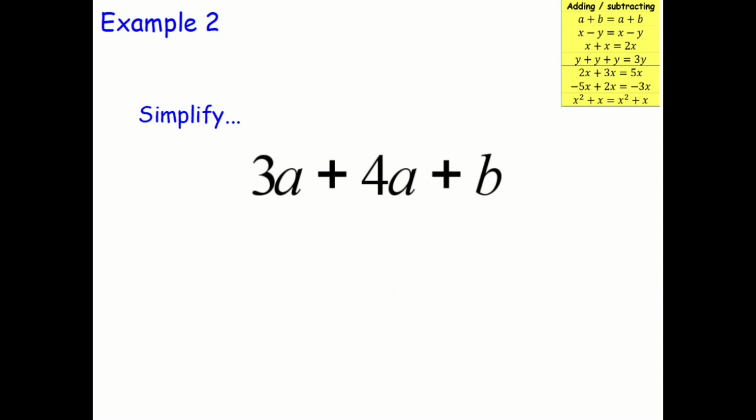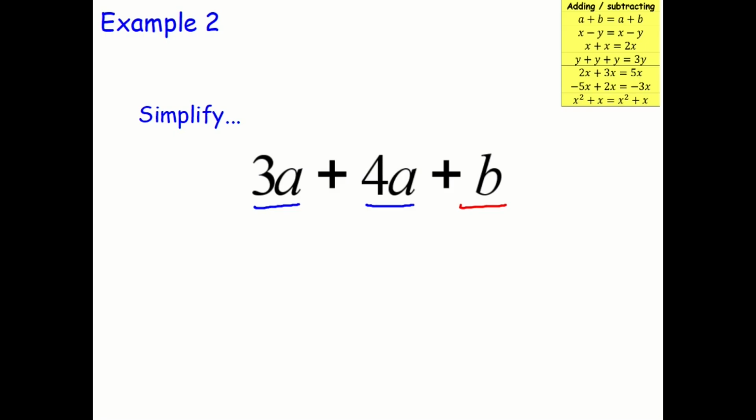Example number 2. Simplify 3a plus 4a plus b. Okay, so which ones are like terms? Well, I've got an a term here and an a term here, and they are like. They are similar, in other words. But I've got a b term here, so that's unlike. I can't collect that together.